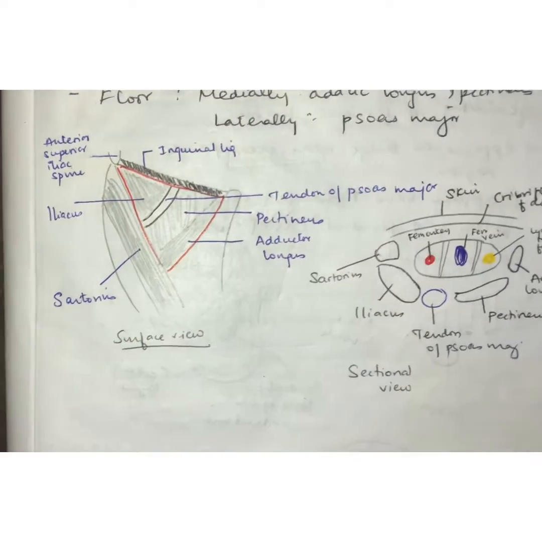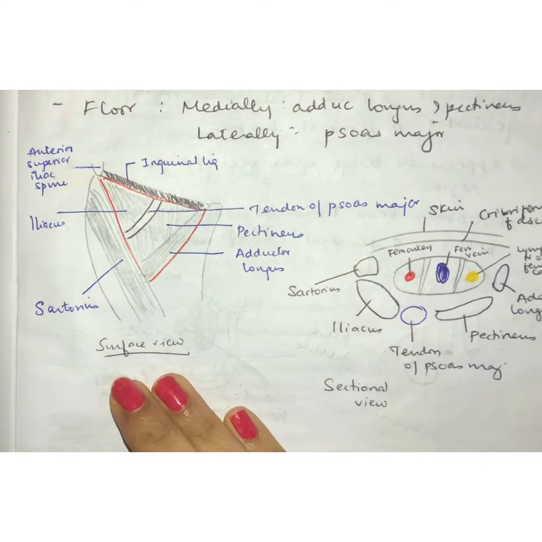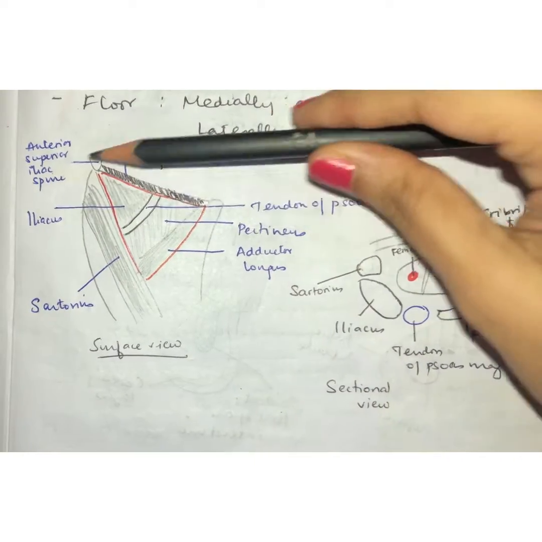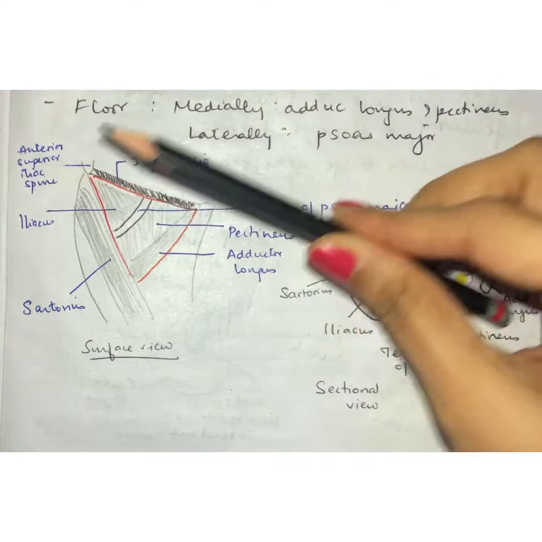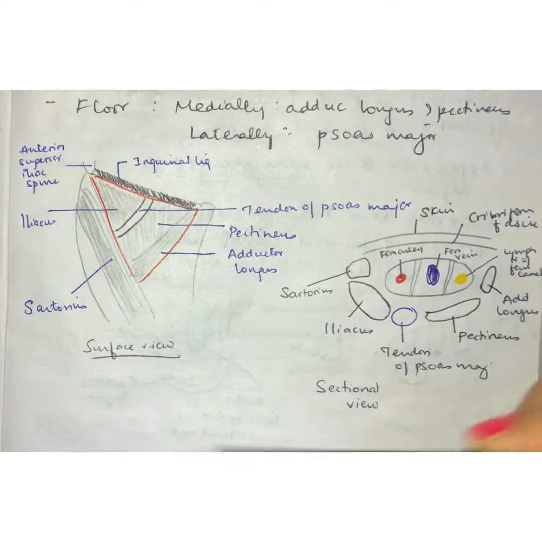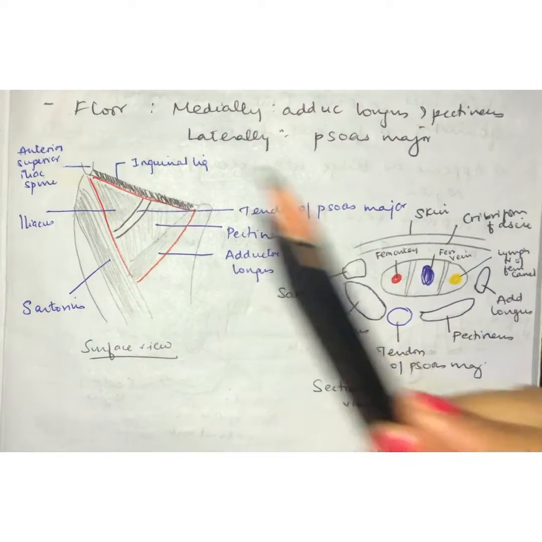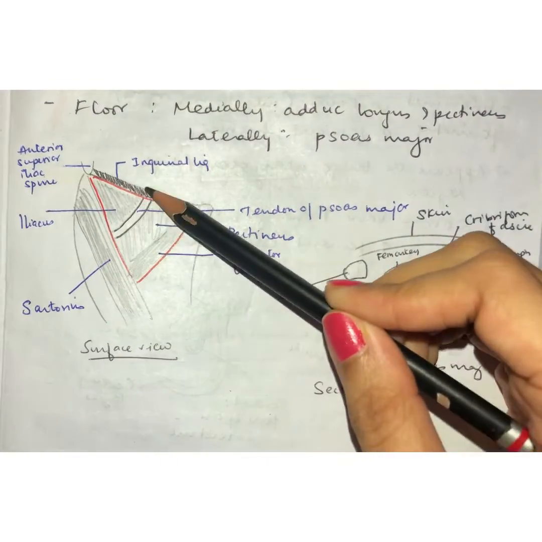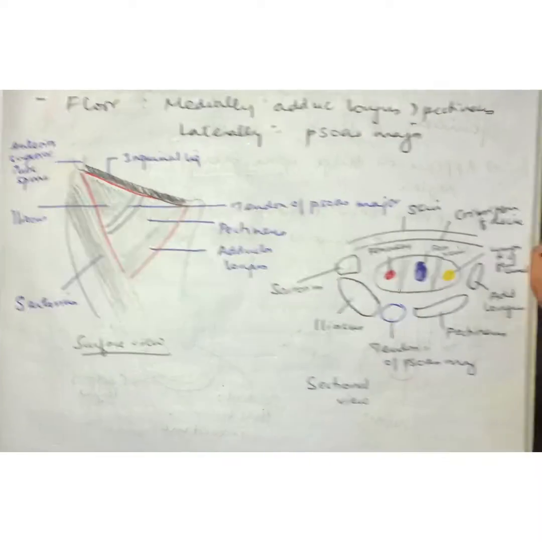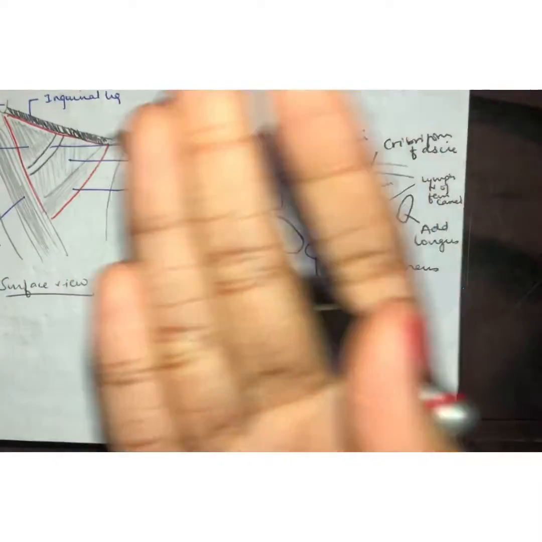These are two diagrams which we have to draw in exams. So this is a surface view and this is a sectional view. Both are important. So over here, this is a femoral triangle. The base is the inguinal ligament. This is the sartorius. This is the adductor longus, the pectineus muscle, the iliacus muscle, and the tendon of the psoas major. This is the anterior superior iliac spine. The sectional view is the same thing, but it is cut into section like this.